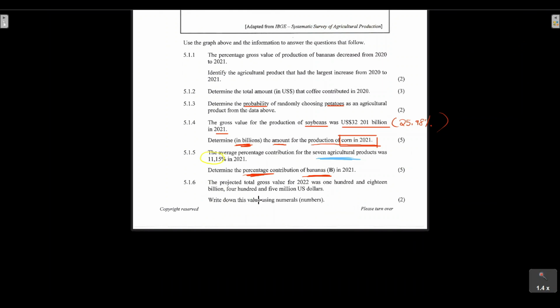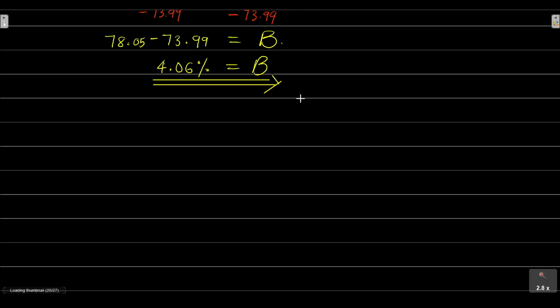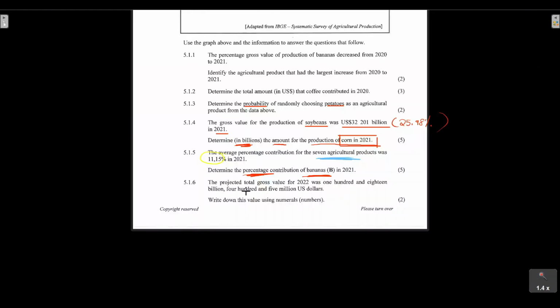Let's have a look at question 5.1.6, the last question for this question. It says the projected total gross value for 2022 was 118 billion 405 million. So with this question, guys, you need to remember the topic that we spoke about in my other video tutorials, where we were talking about place value.